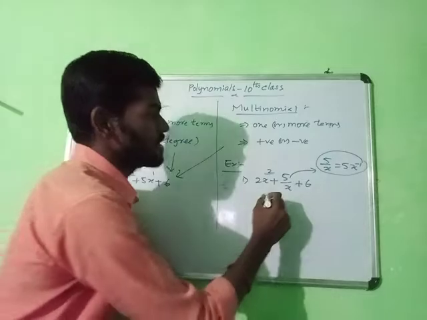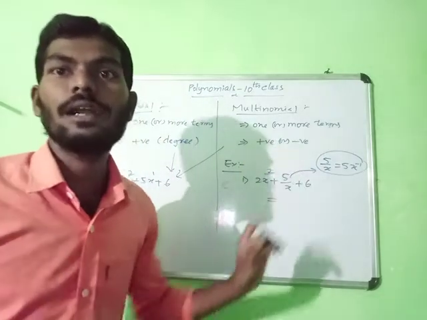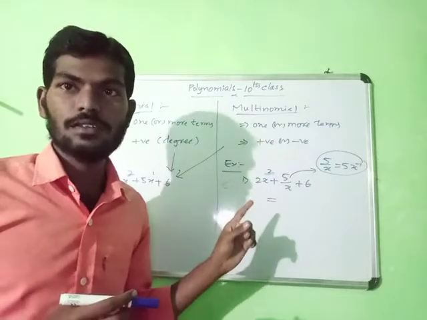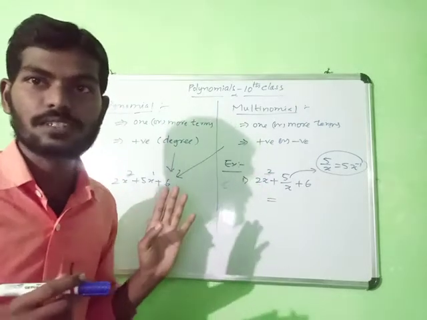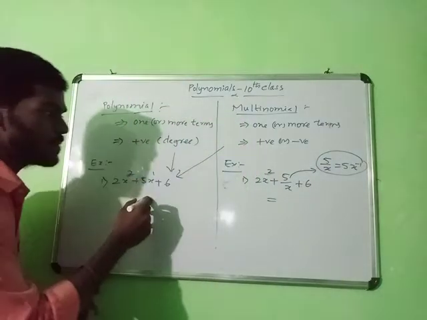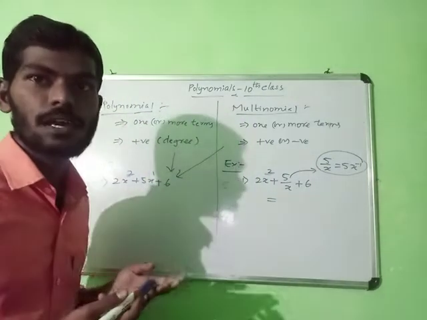But this one, take this one, what is the degree? Negative. So this is not a polynomial, only a multinomial. So what does that mean? Listen first. Every polynomial is a multinomial. It is a polynomial, and also a multinomial. So every polynomial is a multinomial.